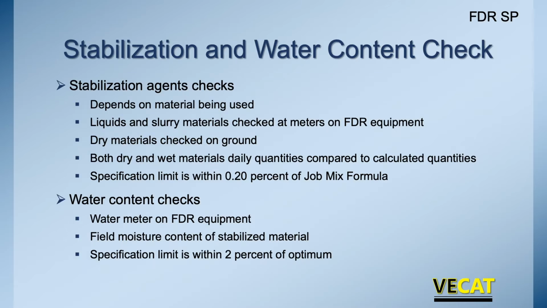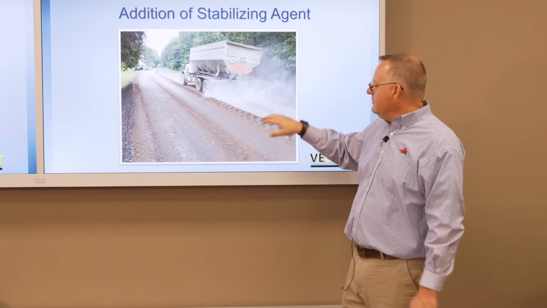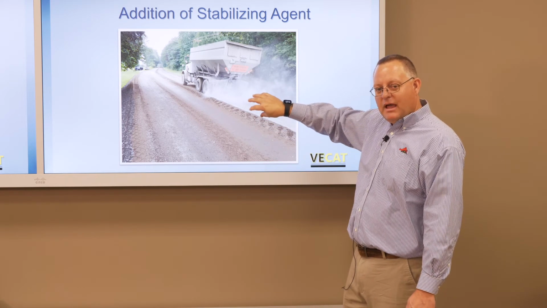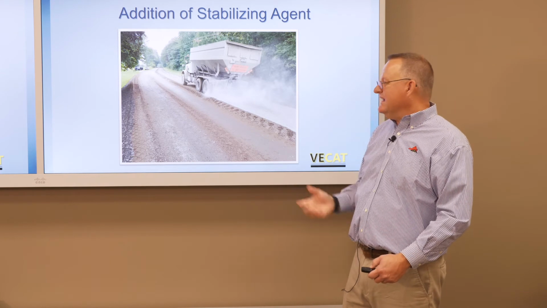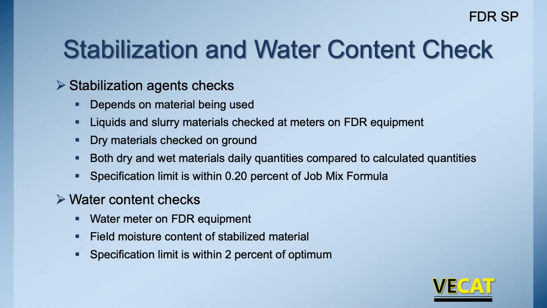What do we need to make sure of? One, how are we measuring the stabilizing agent? Is it a liquid material like an asphalt, or is it a dry material? Is it a slurry? All depends on what we're doing. If dry materials, we're checking it on the ground. So that picture of this cement truck, we've got, and I'll show a diagram here in a moment, of a burlap bag laid on the ground that we can pick up and weigh to check how much cement was actually applied.